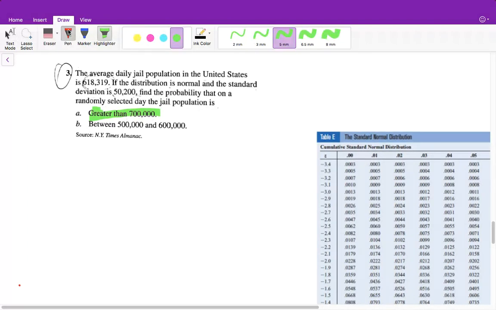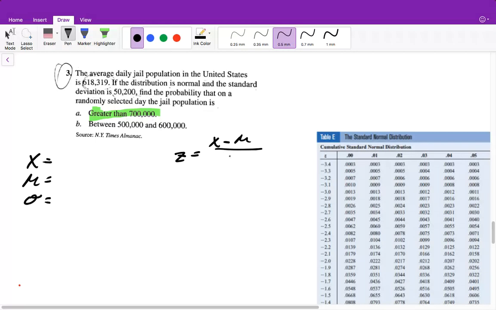All right, so first thing that we need to do is we still need to identify our x, our mean, and our standard deviation because we're solving for our z-score. So z is equal to x minus mean divided by our standard deviation. It says that the average population in jail is 618,319. So that is our mean, our average. It says our standard deviation is 50,200.